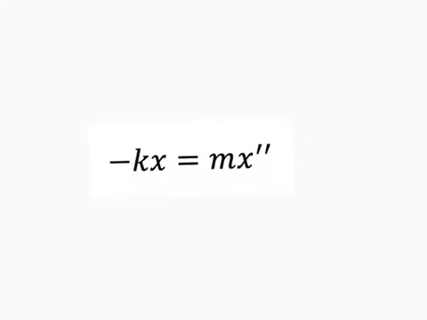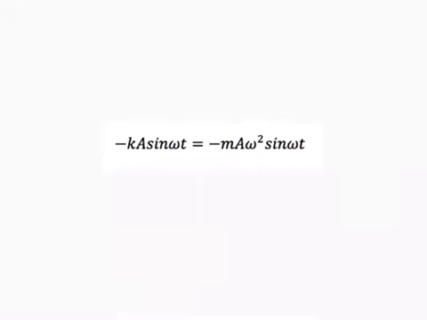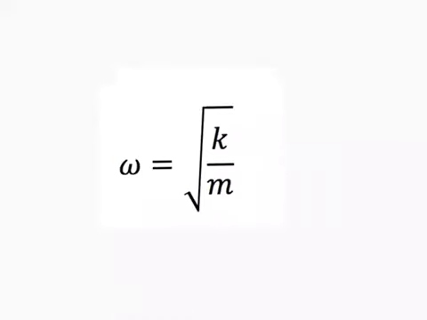We can plug in these functions for x and x double prime. Here we are with x and x double prime plugged in. We can now do some algebra and simplify, which leaves us with omega equal to the square root of k over m.